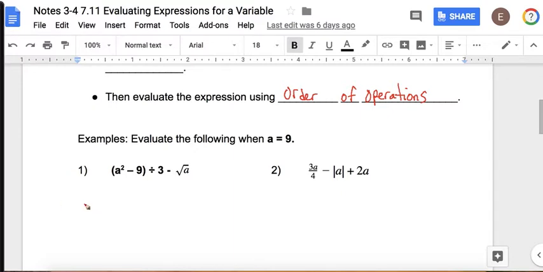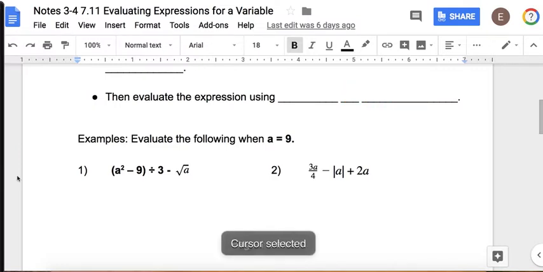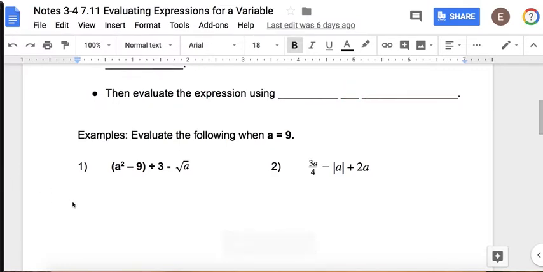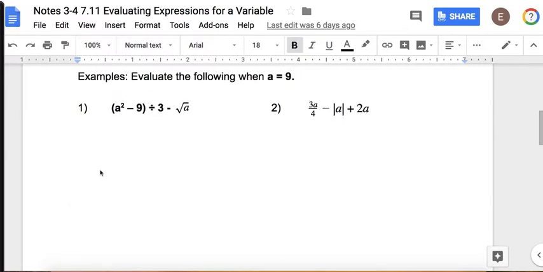So let's look at example 1. So we're going to use the substitution property and we're going to replace all the letter A's with the number 9. So we have parentheses 9 squared minus 9 divided by 3 minus the square root of 9. Okay, our first step is grouping. So I see parentheses here, so I'm going to start with that.